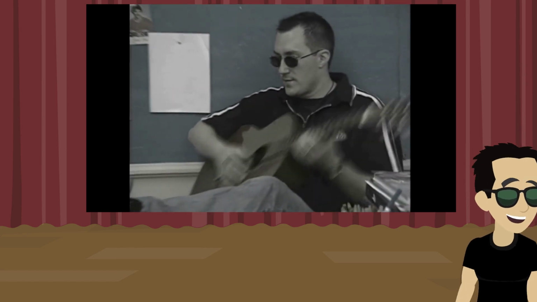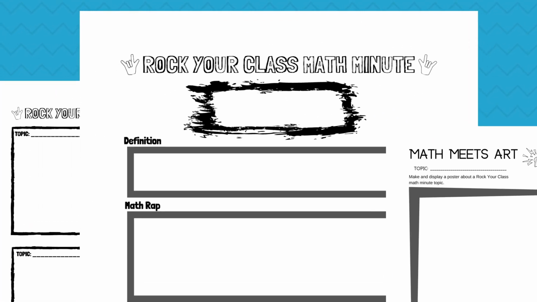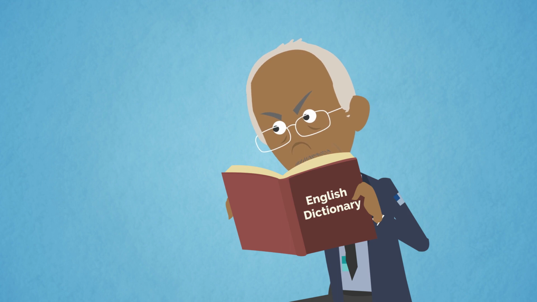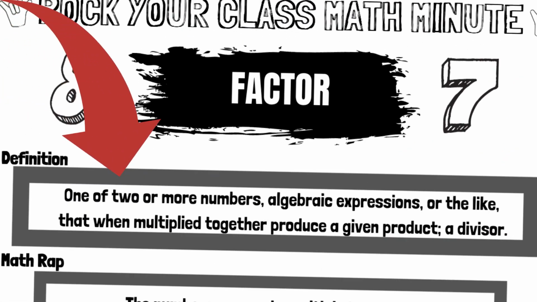Get ready for today's Math Minute topic. Factor. What does the dictionary say? One of two or more numbers, algebraic expressions, or the like, that when multiplied together produce a given product. A divisor.